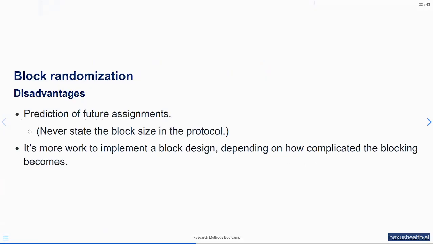The disadvantage of block randomization is that it can be easier to predict future assignments. We can mitigate this by not stating the block size in the protocol. It also imposes more work to implement a block design, and this depends on how complicated the blocking becomes.